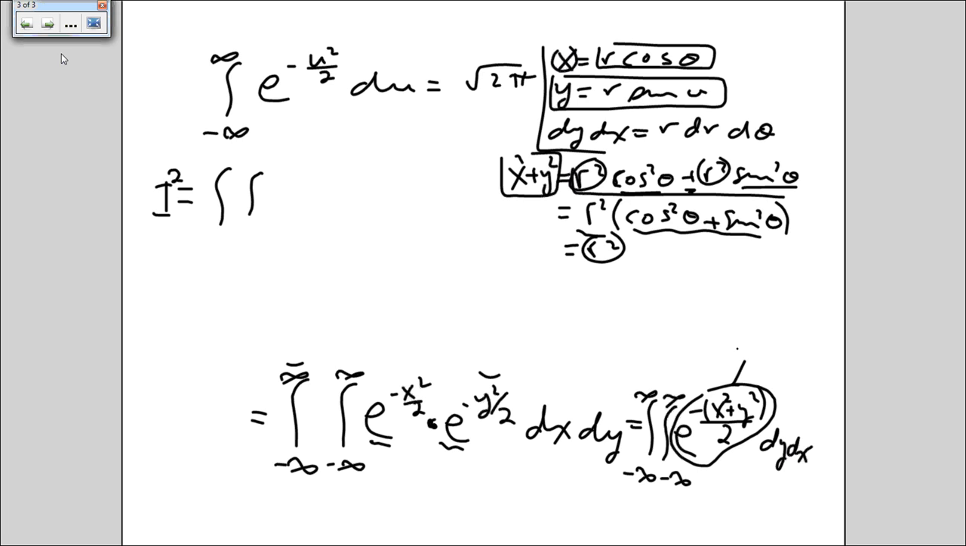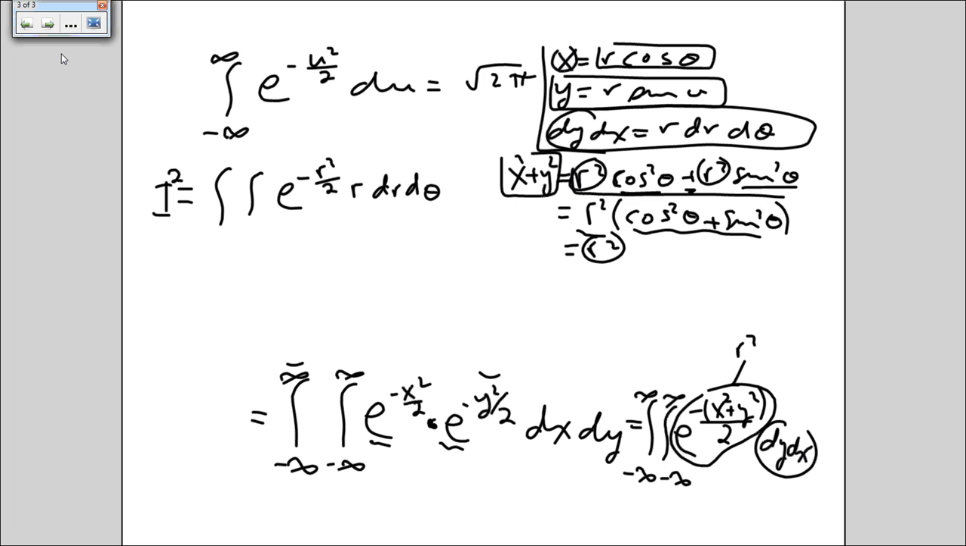So right there, I'm going to put r squared. You get e to the negative r squared over 2 times dy dx becomes r dr d theta. That's one of the substitutions I said we're going to use.